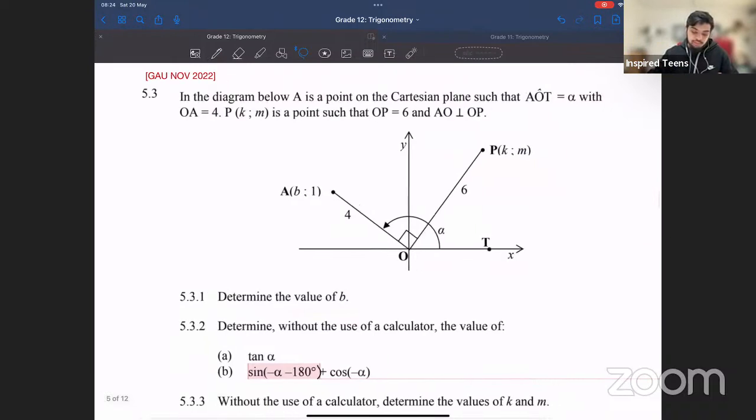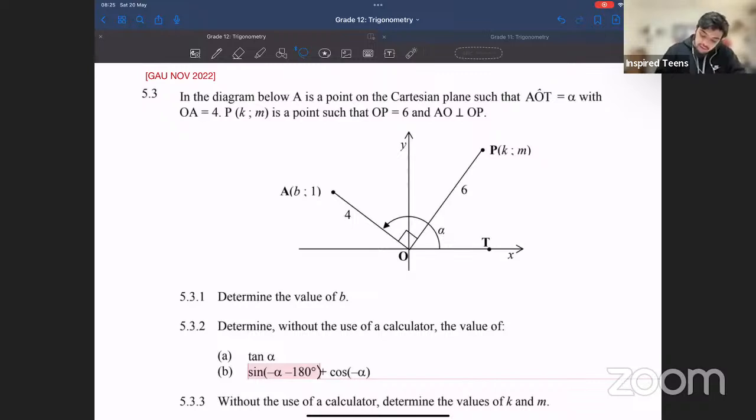Okay, so in the diagram below, A is a point on the Cartesian plane such that angle AOT is equal to alpha, with OA equal to 4, P is equal to KM, is a point such that OP is equal to 6 and OA is perpendicular to OP. So none of that means anything without actually having a diagram. So our job, remember, always is to read whatever is the explanation and make sure that whatever's in the explanation is also in the diagram, so that we can only use the diagram and we solve using the diagram.